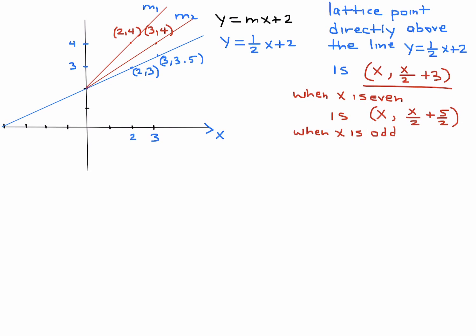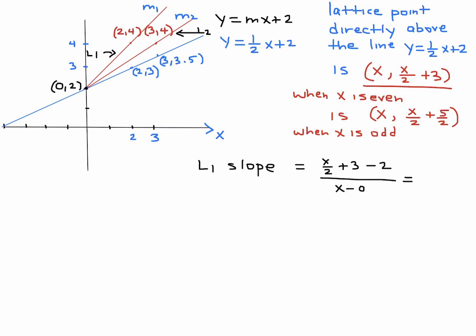So first, let's figure out the slope for L1, this line right here. We can call this L1. And then this one we can call L2. So the slope for L1, rise over run, is going to be (x/2 + 3 - 2). I'm just using this point right here, (0, 2), because it's common to all those, because the equation is there. So that's obviously going to be the intersection point. So (x/2 + 3) all over (x - 0). And that's going to be 1/2 + 1/x. That's the slope right here, when x is even. So I can call that M1.